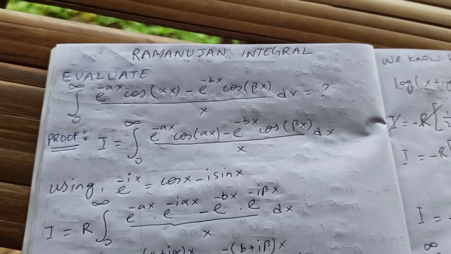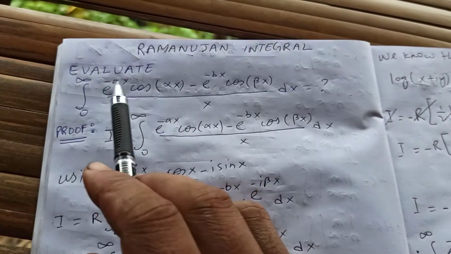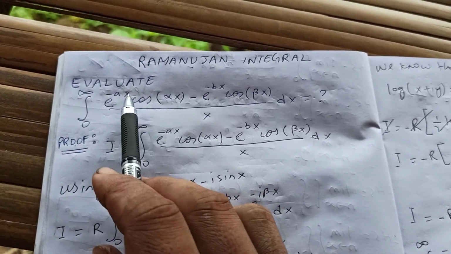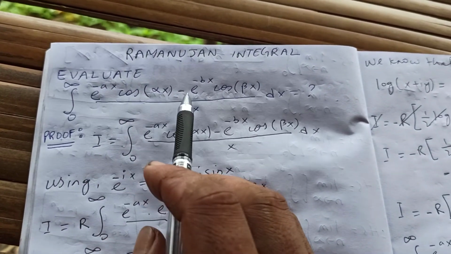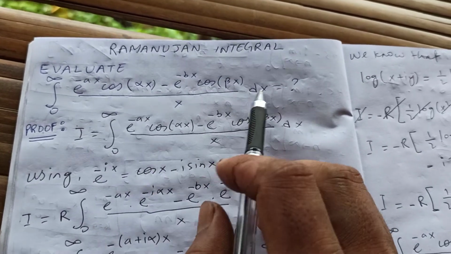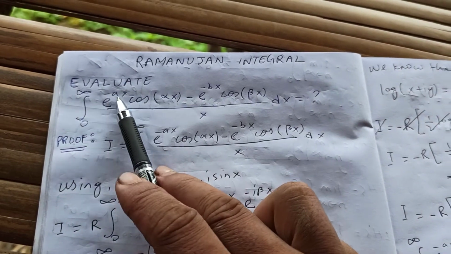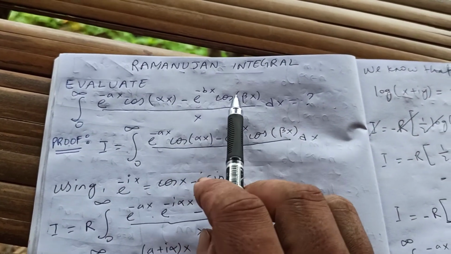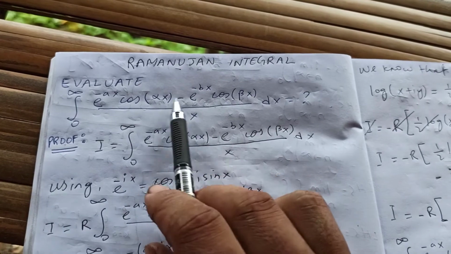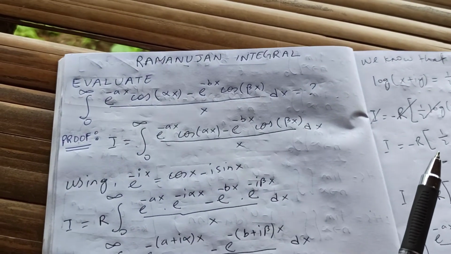Let's see our Ramanujan integral. Now we are going to evaluate the integral from 0 to infinity of (e^(-ax) cos(αx) - e^(-bx) cos(βx)) / x dx. If you look at this carefully, we can use the Frullani integral, right? So let's check it out.